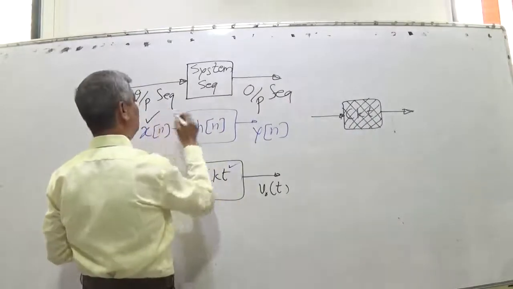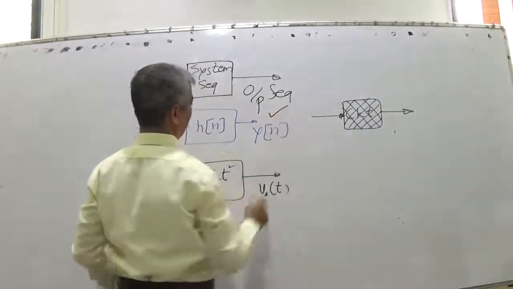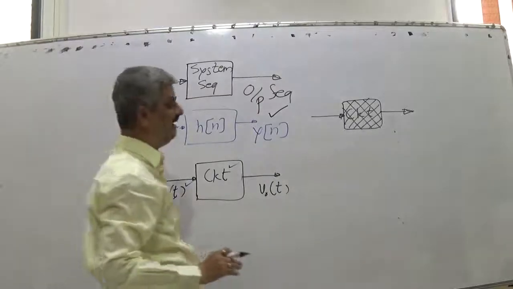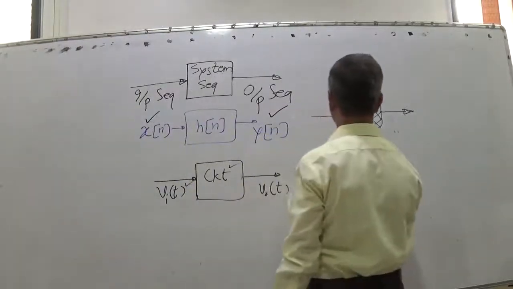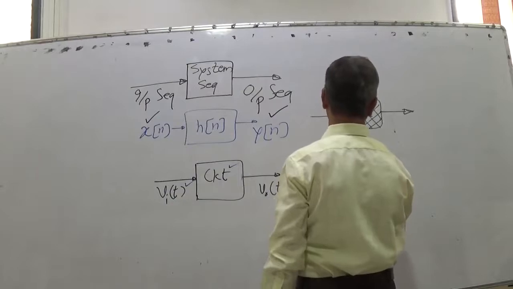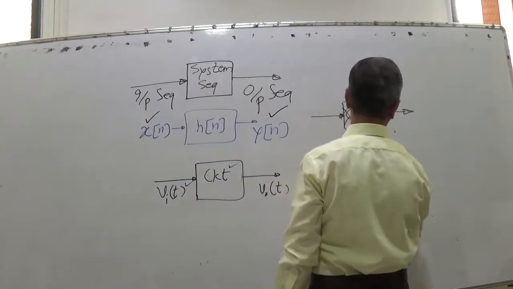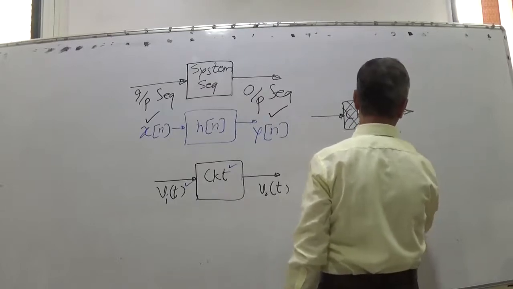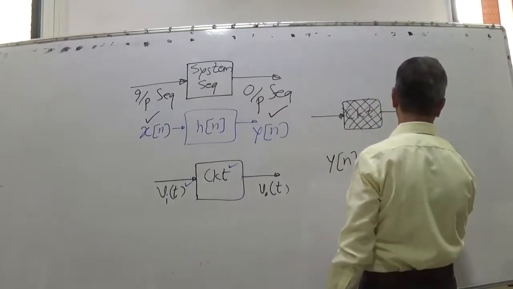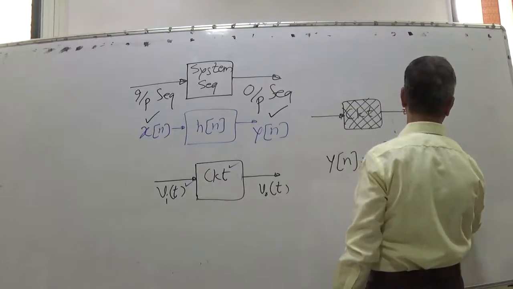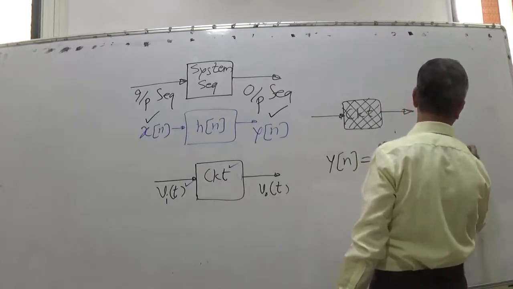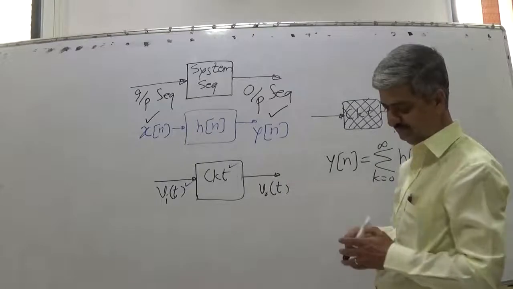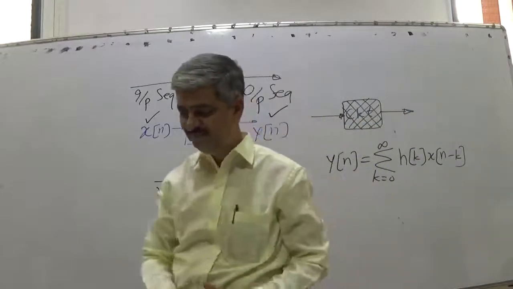So if xn is given, yn is given, the answer is: yn is equal to summation k equal to 0 to infinity of hk x of n minus k.